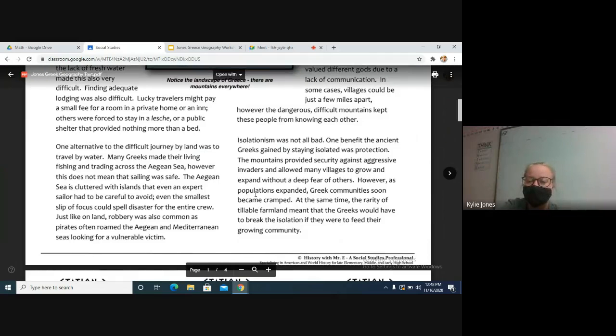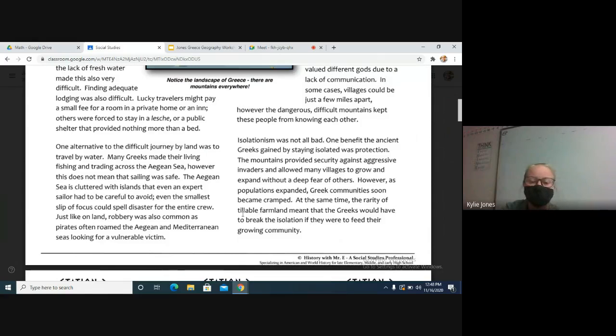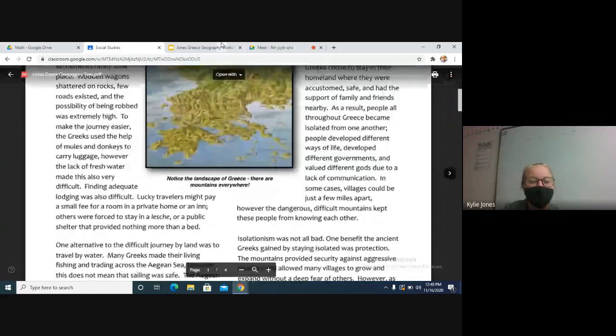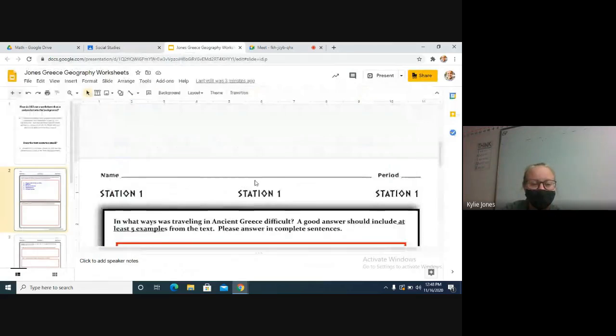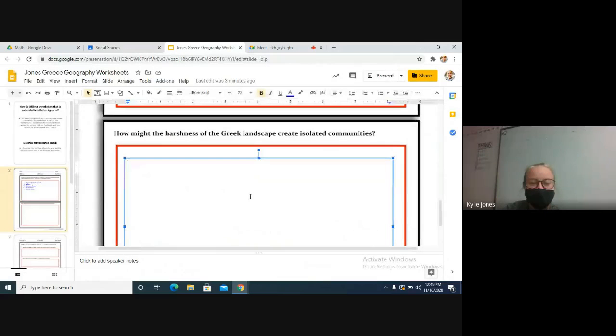However, as populations expanded, Greek communities soon became cramped. At the same time, the rarity of tillable farmland meant that the Greeks would have to break the isolation if they were to feed their growing community. So if we look at number 2 on there, how might the harshness of the Greek landscape create isolated communities?